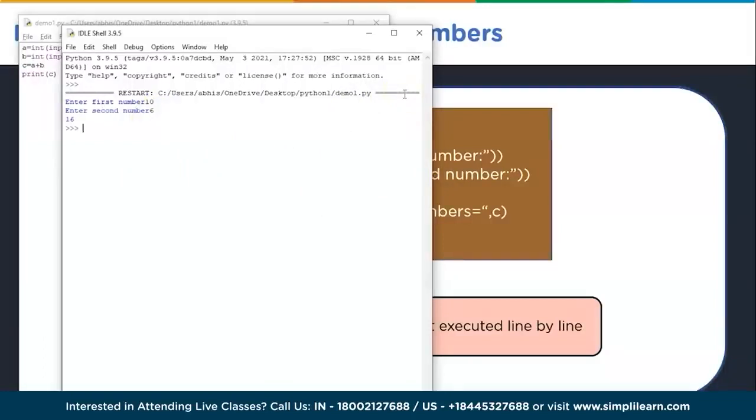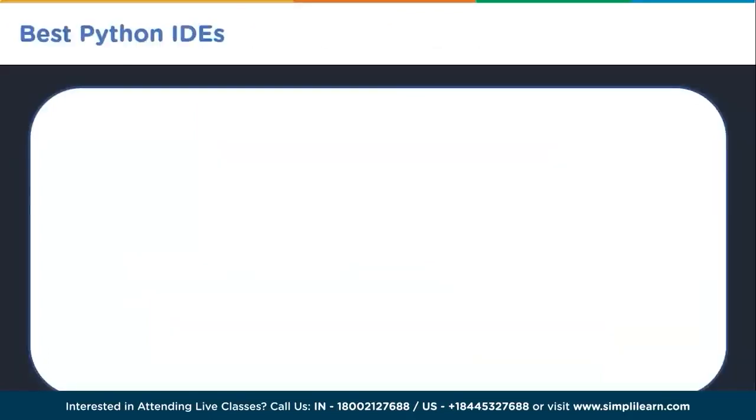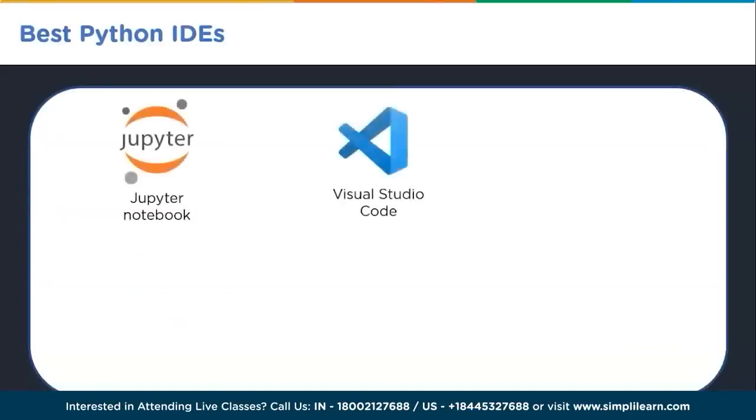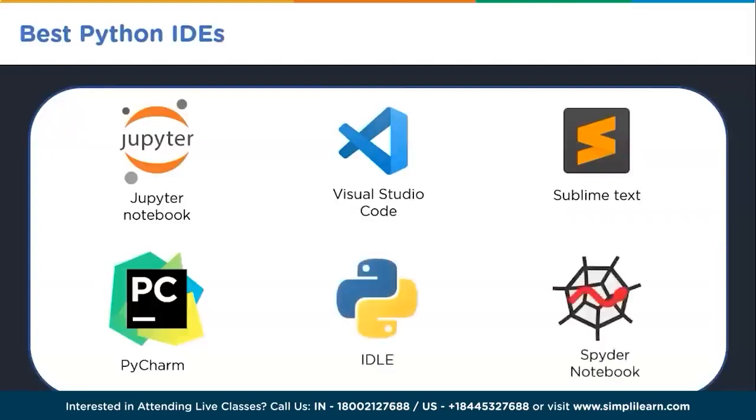Now we will see some best Python IDEs in the market. The best Python IDEs in the market are Jupyter Notebook, Visual Studio Code, Sublime Text, PyCharm, Python IDLE, and Spyder. Among all these IDEs, we have worked with Python IDLE. Now we will write a program in Jupyter Notebook. For that, you have to install Jupyter Notebook. I have installed Anaconda distribution and it has Jupyter Notebook already installed. If you want to know how to install Anaconda distribution, go and check the video in the Python playlist.